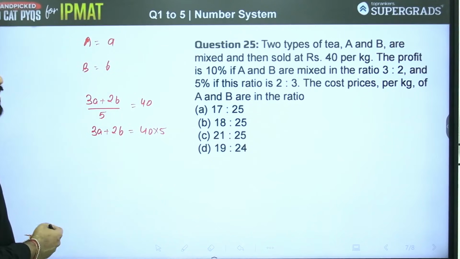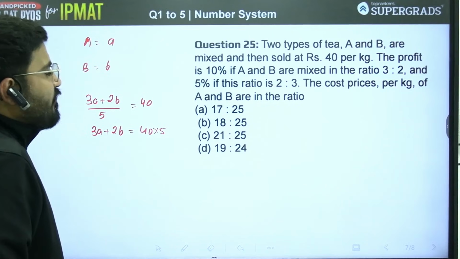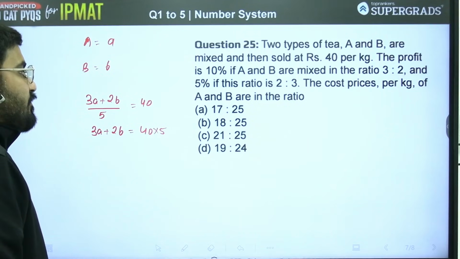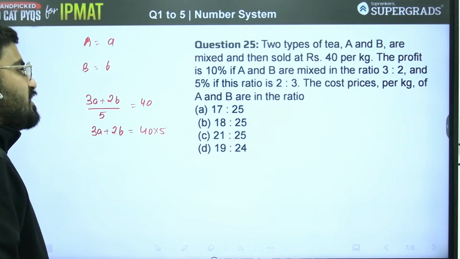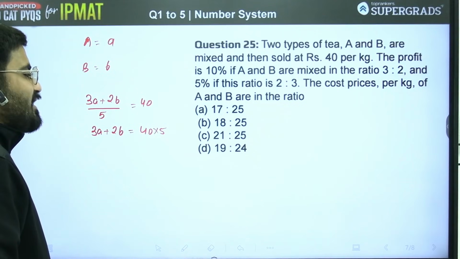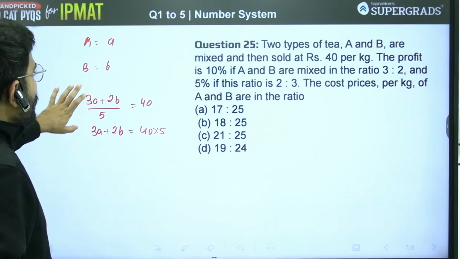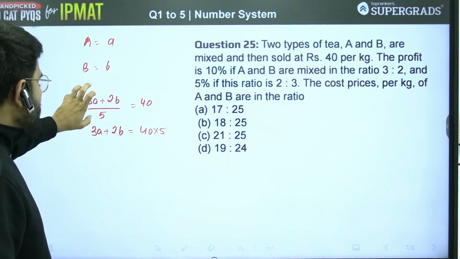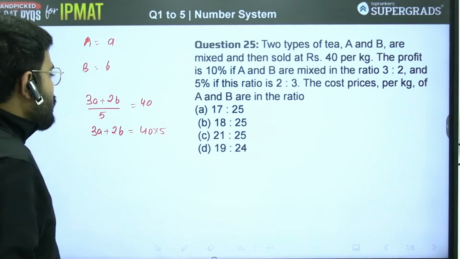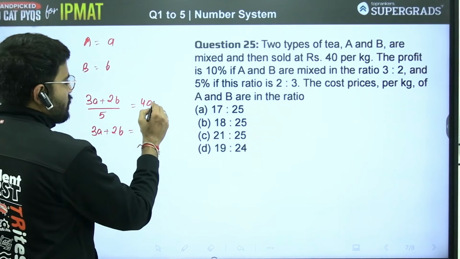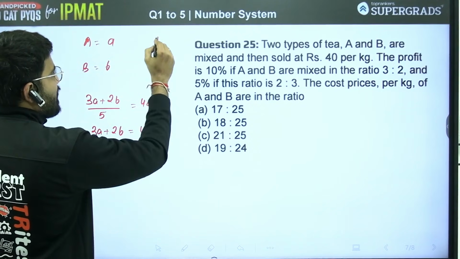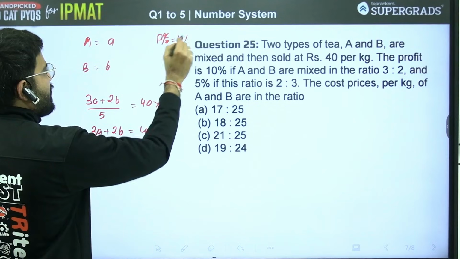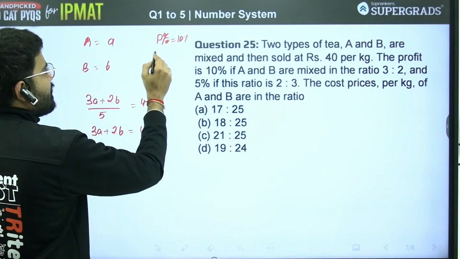What is the other thing they have mentioned? If A and B are mixed in the ratio 3 is to 2, the profit is 5%. If this ratio is 2 is to 3, so if I'm interchanging the ratio, the profit percentage is decreasing. So this is the cost price and this is the sales price. So what people usually do, they just put these things. If you have to make this the cost price, the profit percent is given as 10%.